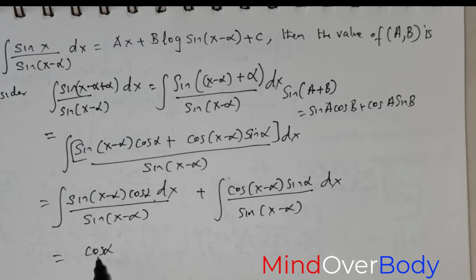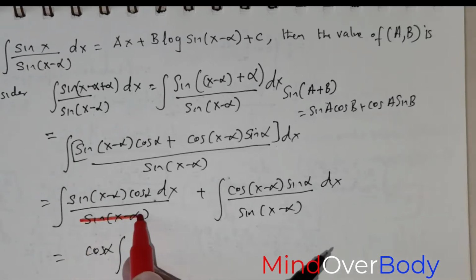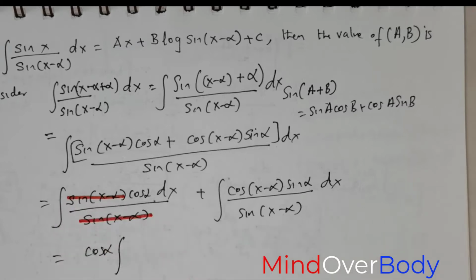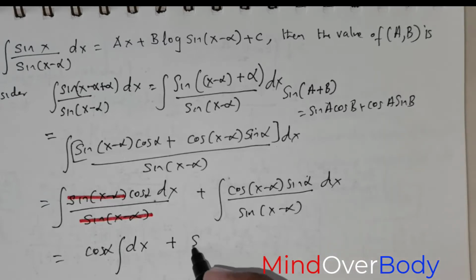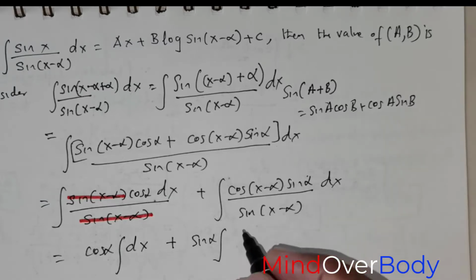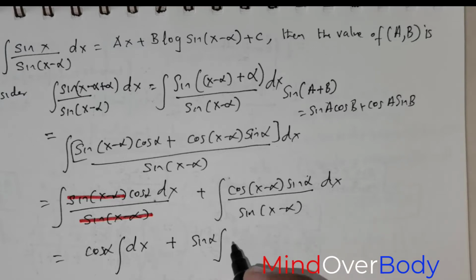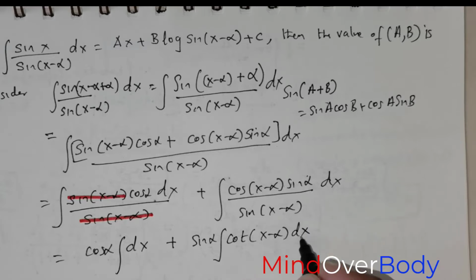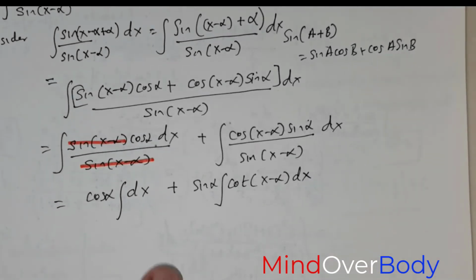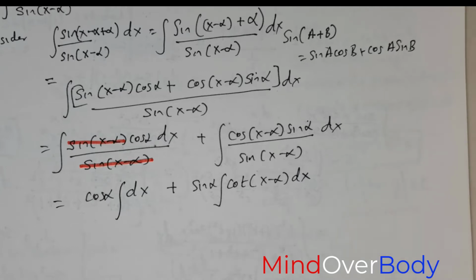So this is going to be cos alpha times the integral. Now clearly you can see that sin of (x minus alpha) and sin of (x minus alpha) can be cancelled, giving us dx, plus sin alpha, which I can take out, times the integral of cos of (x minus alpha) over sin of (x minus alpha), that is nothing but cot of (x minus alpha) dx. Now we can integrate this.